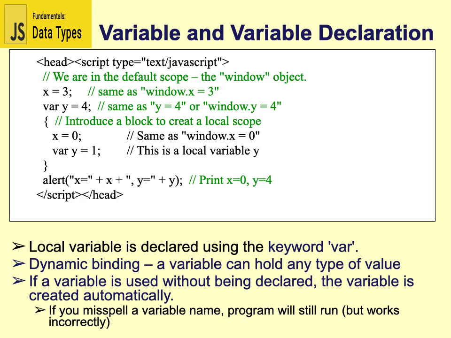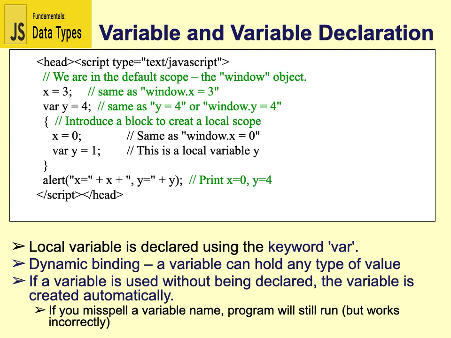So how are variables declared? See, a local variable is declared using the keyword var. var for variable. Suppose you are not declaring var before a variable declaration, that is also considered. There will not be any error.